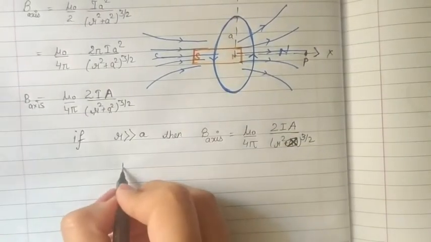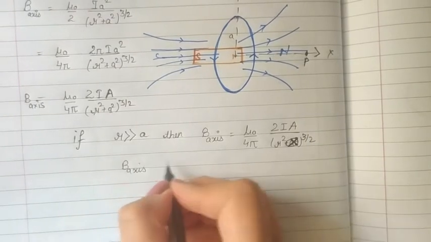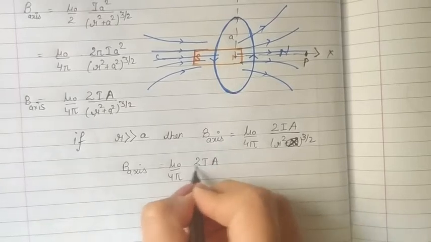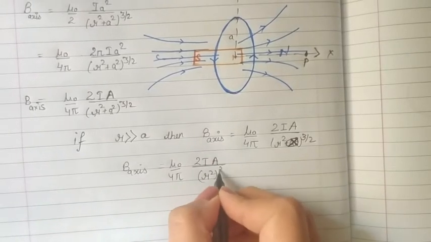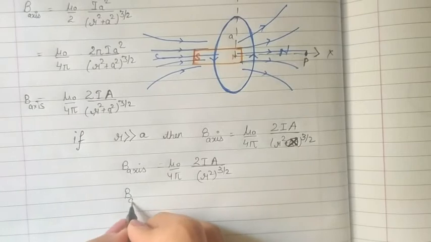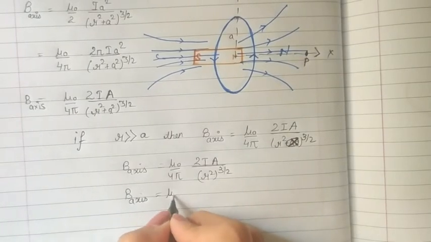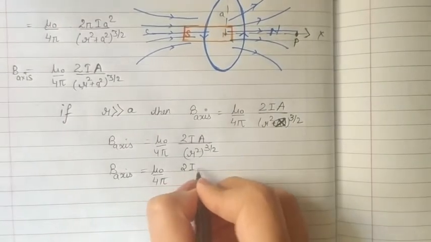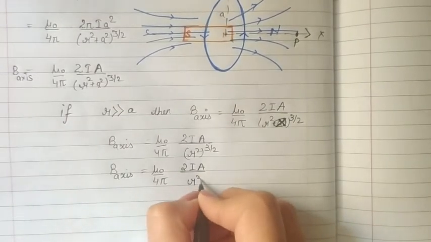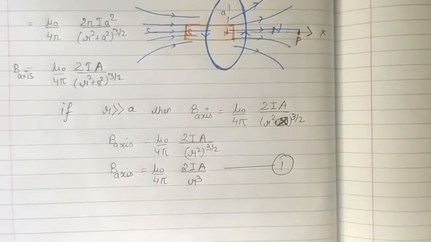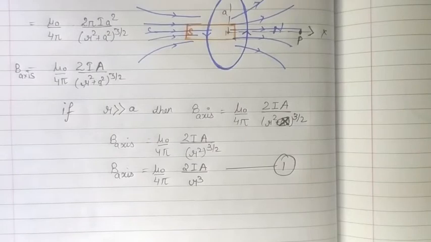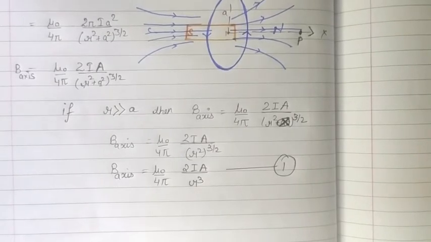Then what we have, B axis is equal to mu naught upon 4 pi, 2IA upon r square power 3 by 2, and we get the answer mu naught upon 4 pi, 2IA upon r cube. This is equation number 1, and it represents the magnetic field strength at a point on the axis of the loop, and the point is at a large distance.